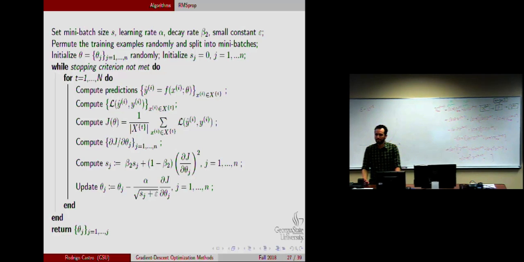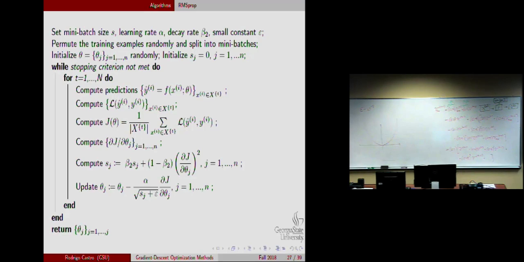But if it's a larger value, will that average skew the result though? If Sj is large? No, it's fine. If this is very large, it means that this is very large, so you want to decrease the learning rate because it could explode. That's why we divide by the square root.